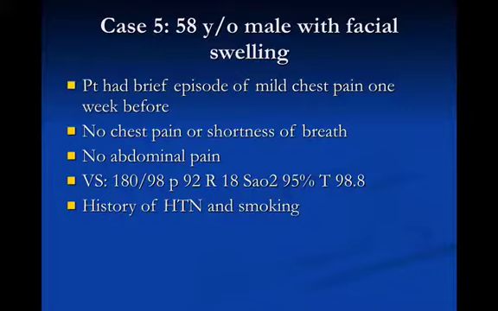His vital signs showed hypertension. His blood pressure was 180/98. His pulse was 92. His respiratory rate was 18. And his oxygen saturation was 95%. His temperature was normal. He had a history of hypertension and smoking, and he lived on a boat.